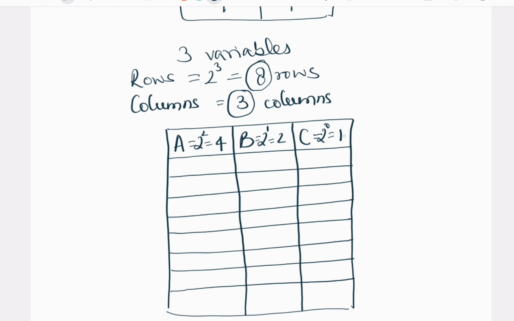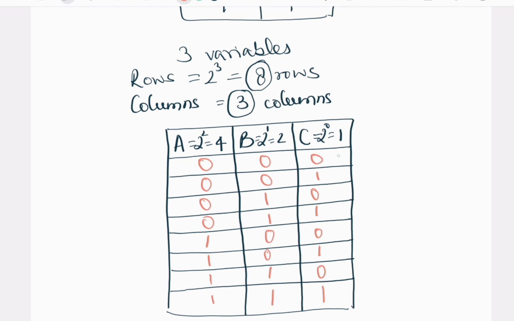So 2 to the power 0 is 1. That means it's going to be one time repetition: 0, 1, 0, 1, 0, 1, 0, 1. It's 2 time repetition. That means 2 times: 0, 0, 1, 1, 0, 0, 1, 1. It's 4 times. So 4 zeros, 1, 2, 3, 4 and 4 ones.